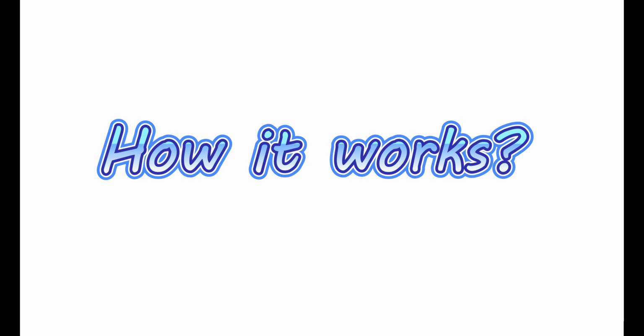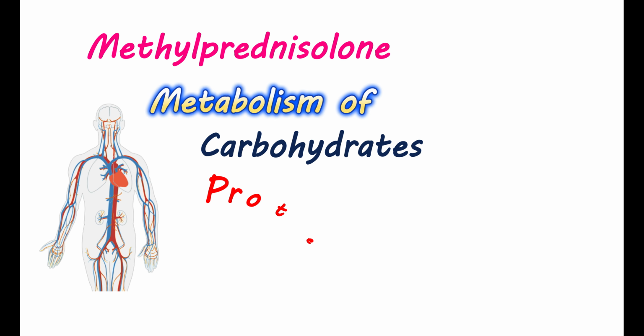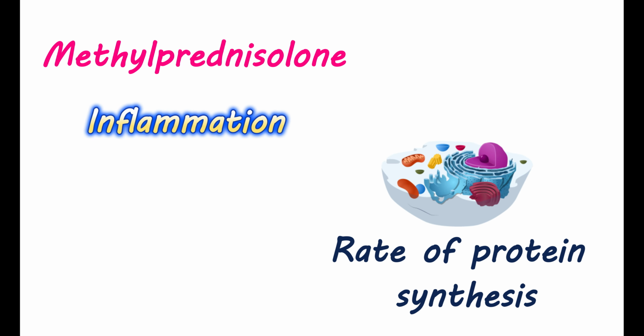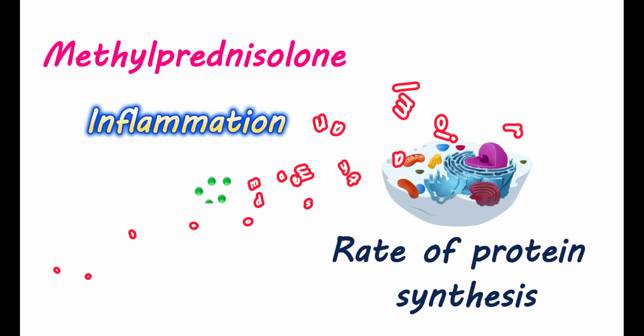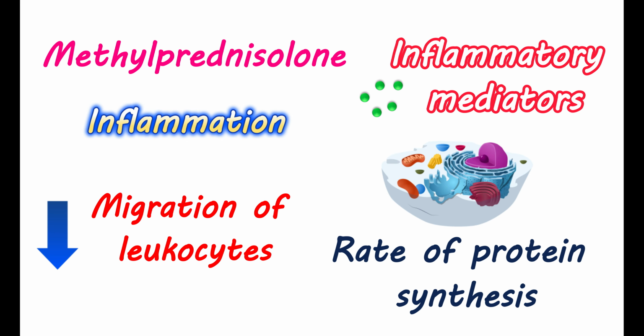How it works. Methylprednisolone affects the metabolism of carbohydrates, proteins, and lipids in your body. It also affects the fluid as well as the electrolyte balance. One of its main actions is to control the inflammation. Methylprednisolone controls the rate of protein synthesis, thereby preventing the release of inflammatory mediators in the body. It also suppresses the migration of leukocytes at the cellular level. This reduces progression of inflammation and relieves symptoms like swelling and allergic reactions.